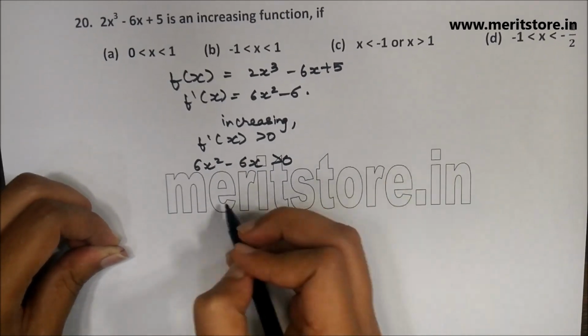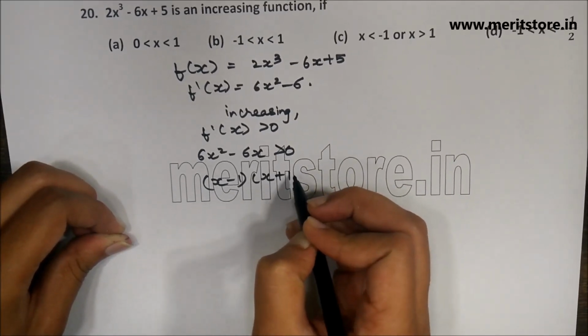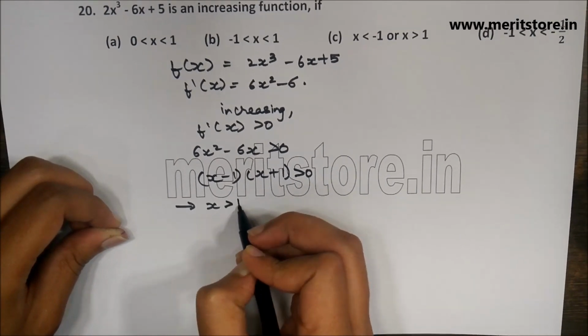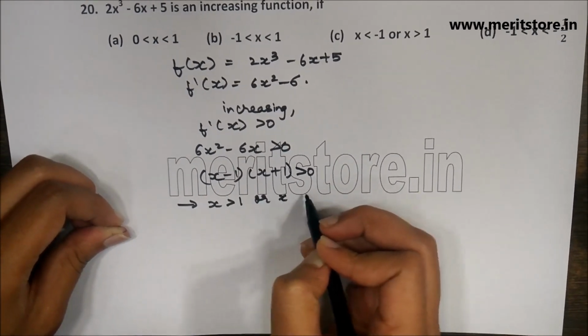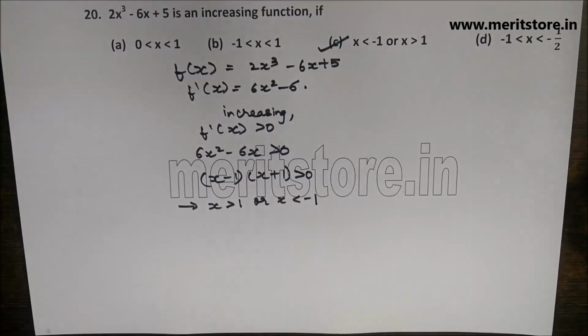Dividing throughout by 6, we get x minus 1, x plus 1 greater than 0. So we get x is greater than 1 or x is less than minus 1. So option C is the correct option.